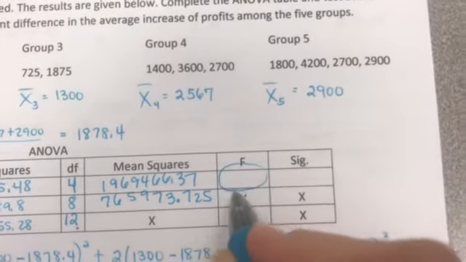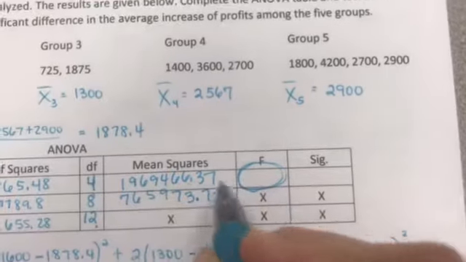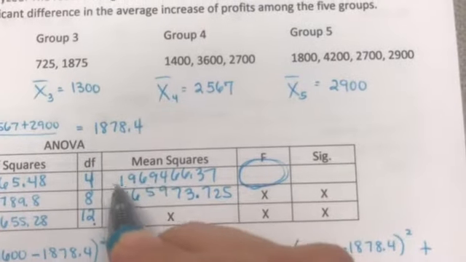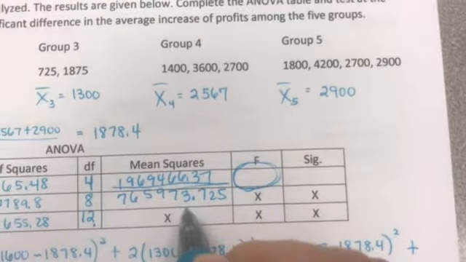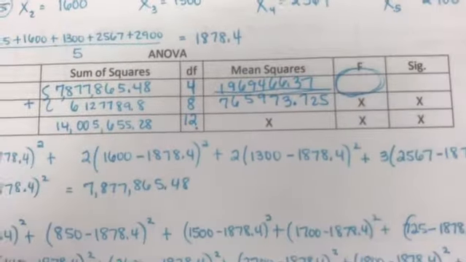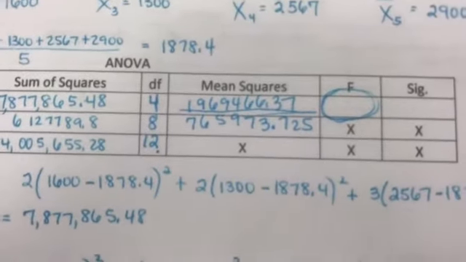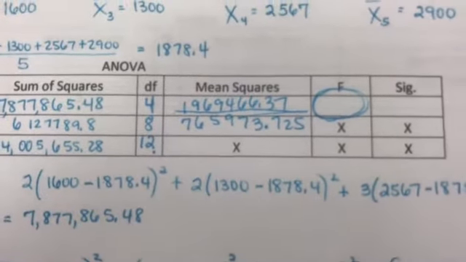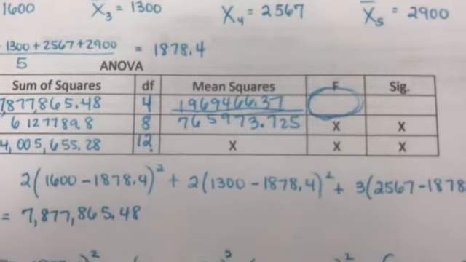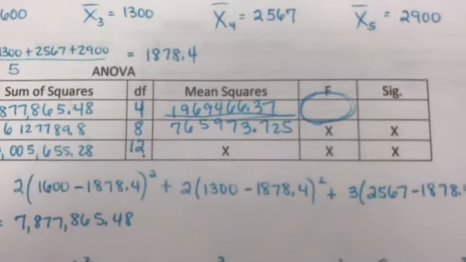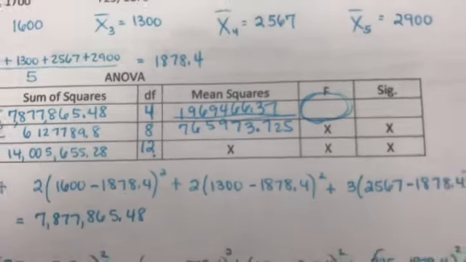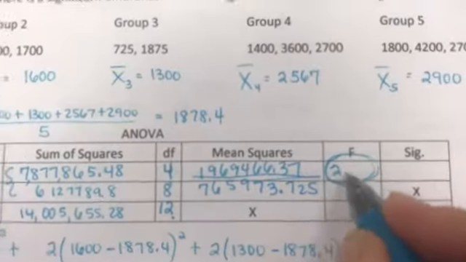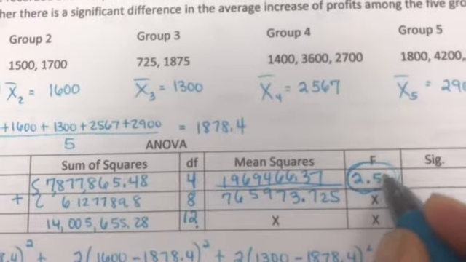Here's the important value right there. That's the value we need. You're going to take this number, basically divided by this number. Gross. So I'm going to put that in my calculator real quick. 1969466.37, I'm going to divide it by, I'm going to hit my answer for my previous. And this is a good value. This makes me happy. 2.57.